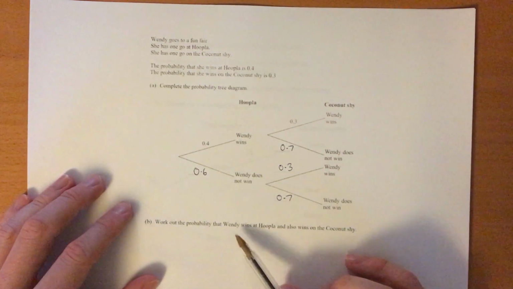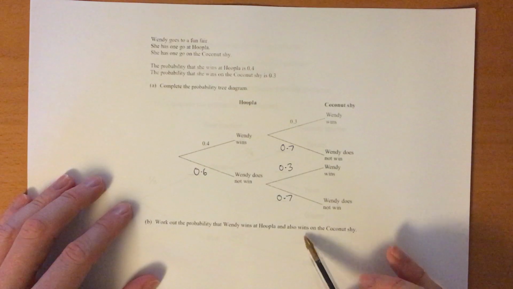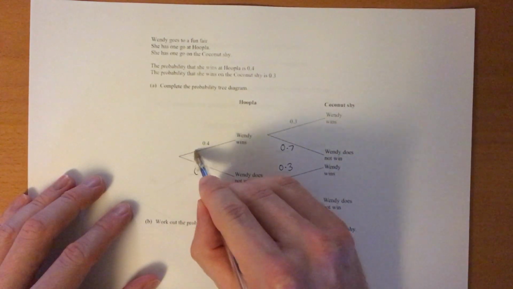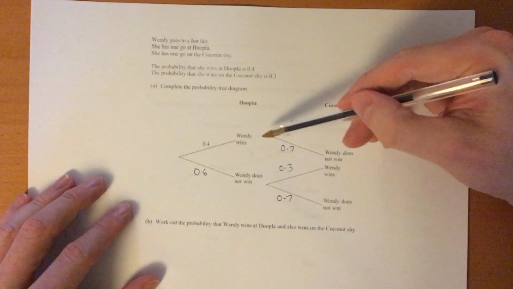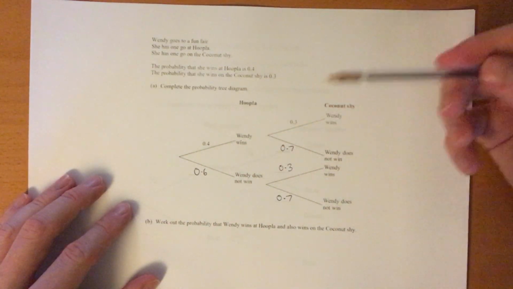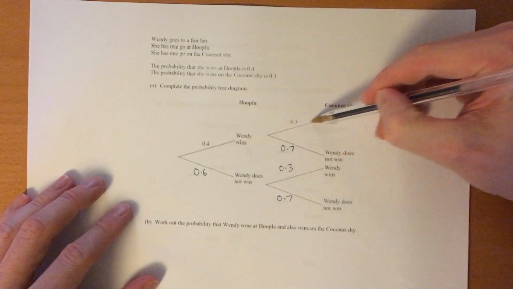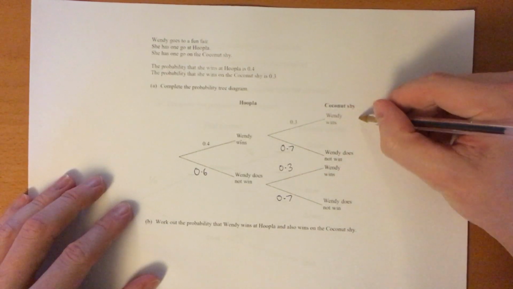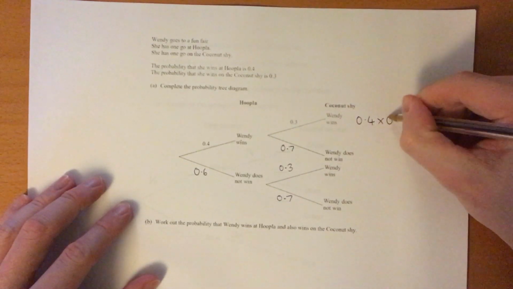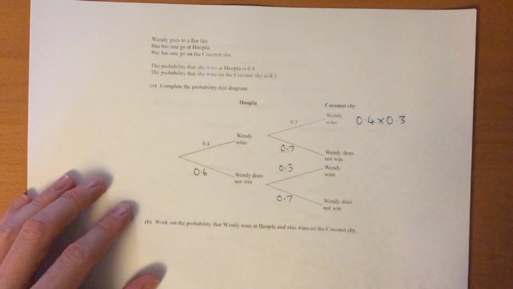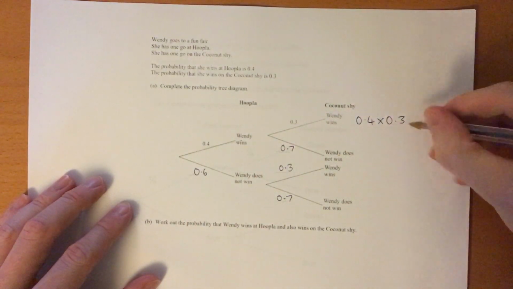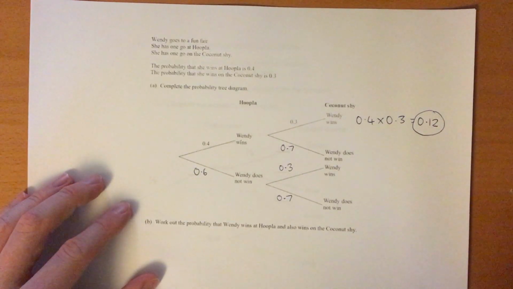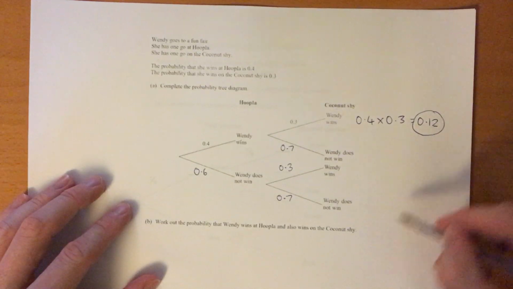Work out the probability that Wendy wins at Hoopla and also wins at Coconut Shy. So Wendy wins at Hoopla, so we're there so far. And then she either goes here or here now. And because she wants to win Coconut Shy as well, she must go here. So it'll be that and that, which is 0.4 times by 0.3, because when you go through the tree, you must multiply. That is 0.12. Use a calculator if you're not quite sure with that. Okay? Again, that's the answer here, by the way.